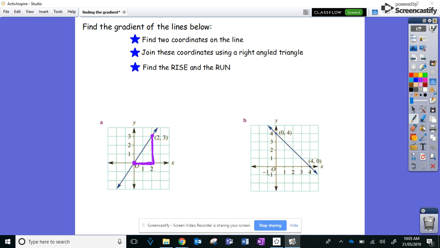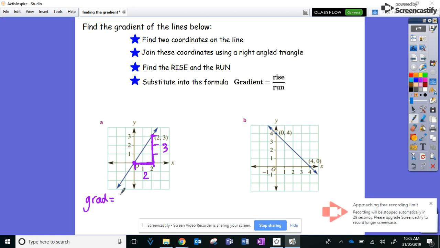Next, find the rise and the run. So how far up have I gone? I've gone from 0 up to 3, and I've gone from 0 to 2. So there's my rise and the run. Next step, substitute into this formula. So I know that gradient equals rise over run, which is 3 over 2. And that's all you need to do. Then you just need to check whether you can cancel down and whether it's positive or negative. This is positive, so we're right. We leave it as that.